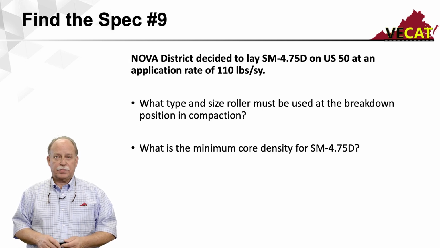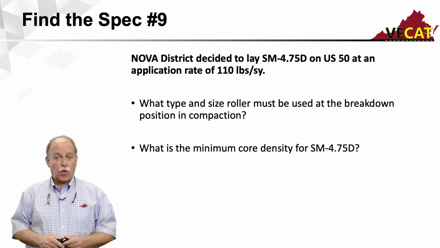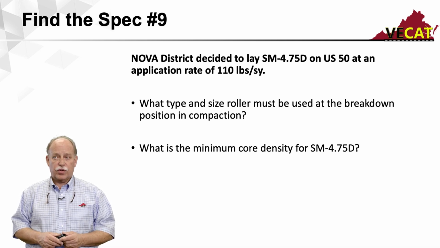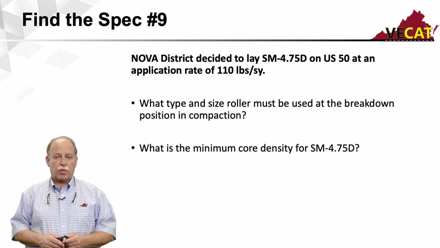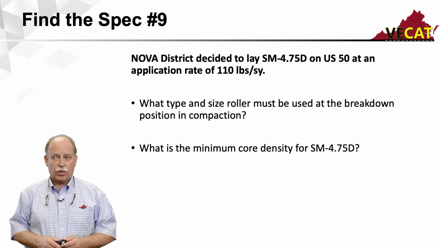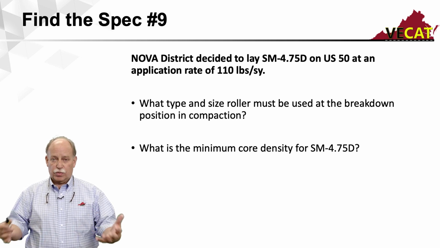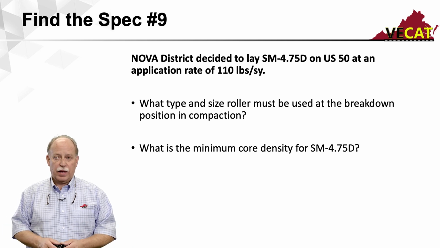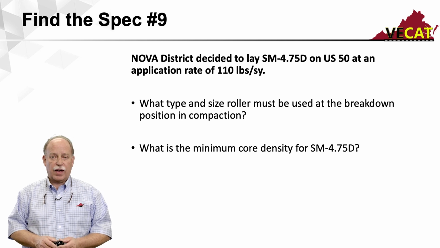So number 9, Nova District decided to lay SM 4.75D on US Route 50 at an application rate of 110 pounds per square yard. So this is a fine mix that's been laid in Northern Virginia District. What type and size of roller must be used at the breakdown position in compaction? So your initial breakdown roller, what size does it have to be? What is the minimum core density for SM 4.75D?